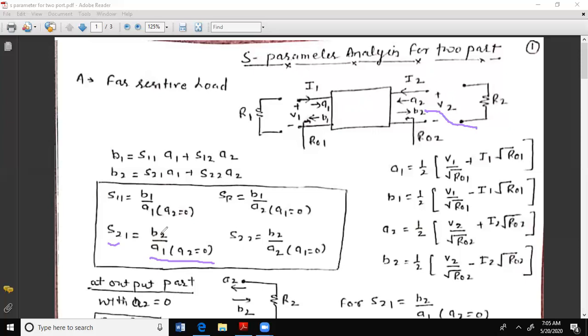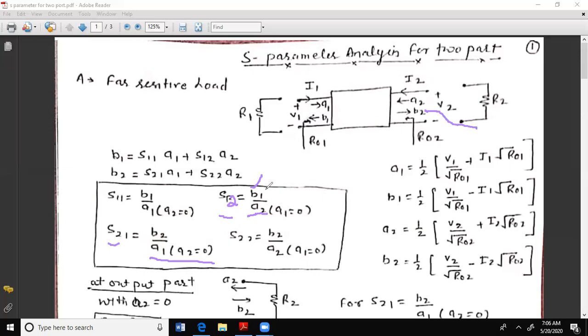Sometimes we call it power gain if B2 and A1 are considered as power. This is sometimes related to the gain term, because it is output power with respect to input power. So that is the forward transmission gain. Now the last one is S12. S12 is the transmitted power at the input port, this is B1, with respect to A2, the incident power from the output port. So this is the reverse, and that is the forward.